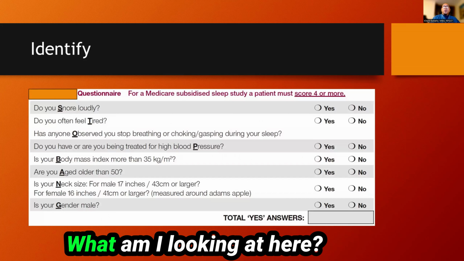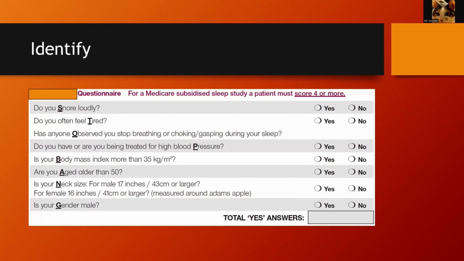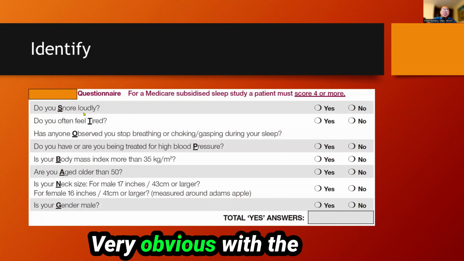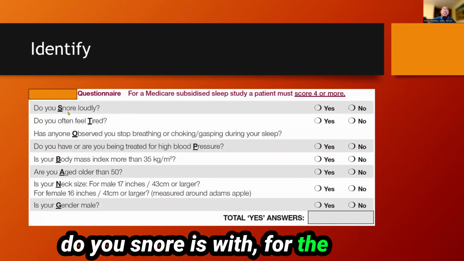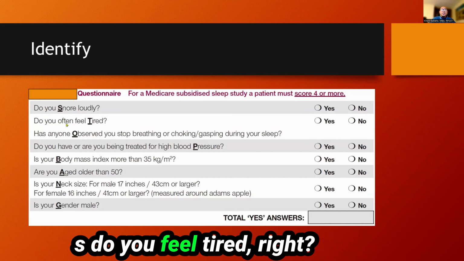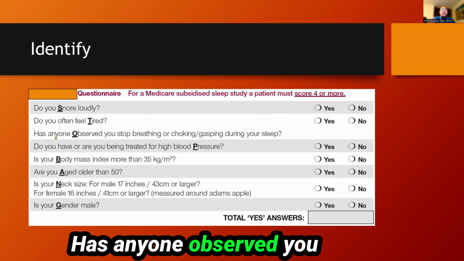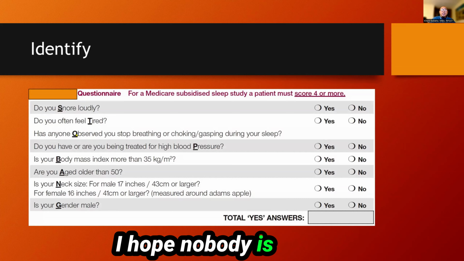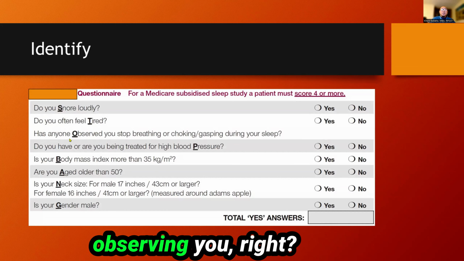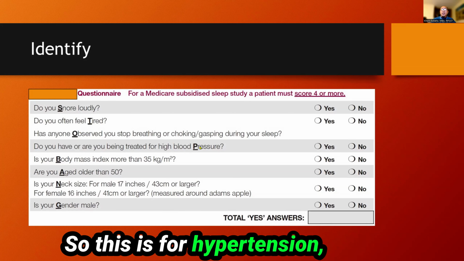All right. What am I looking at here? What is this questionnaire? STOP-Bang. Very obvious with the STOP highlighted. Do you snore? Is for the S. Do you feel tired, right? For the T portion. Has anyone observed you stop breathing or choking? I hope nobody is choking you, but is just observing you, right? And do you have high blood pressure? So this is for hypertension.